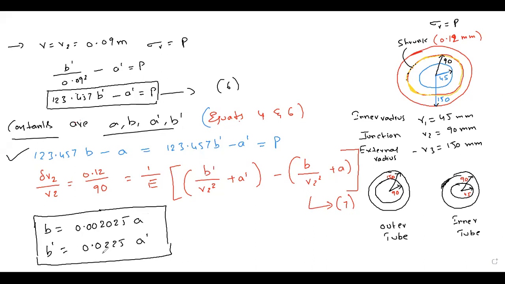Understand? Clear? So now try to substitute your B value and B dash value in this above equation. From there we can make a relation to calculate the constants, A dash also. So now how to do that?